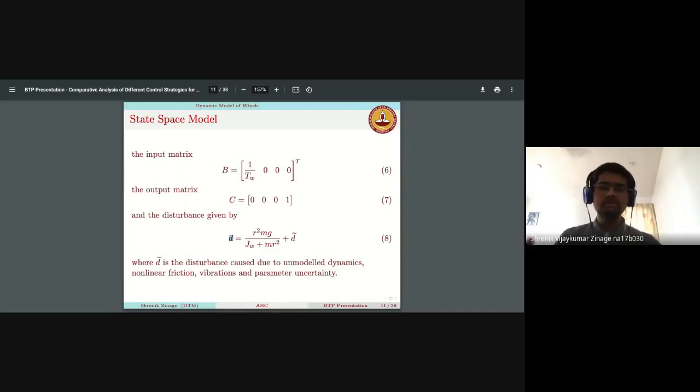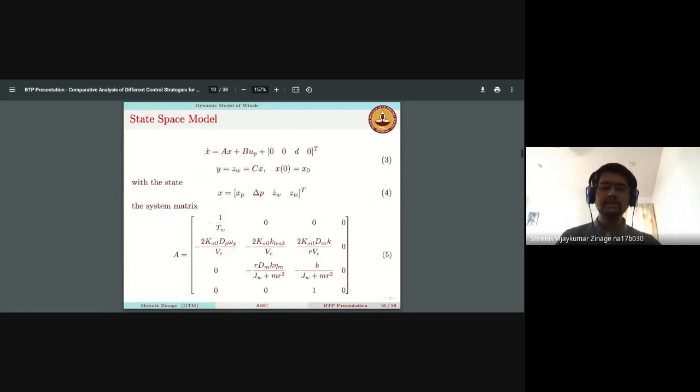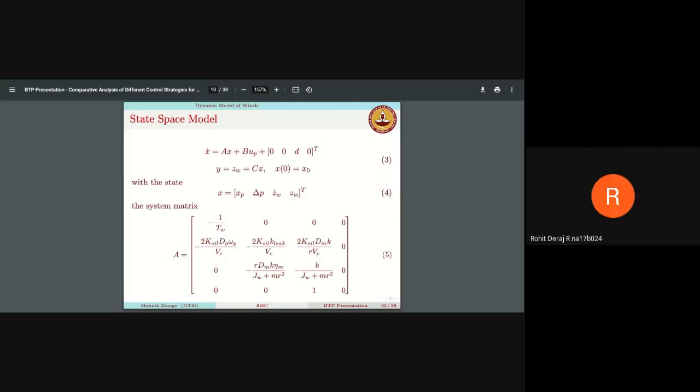Since disturbance is generally observed to be a low frequency signal, I would be generating it from a spectrum with a cut-in and cut-off frequency of a low value, so that I can get low frequency signals and then inject it into the system, this equation number 3, and see whether I'm able to reject the disturbance or not. Yeah, okay.